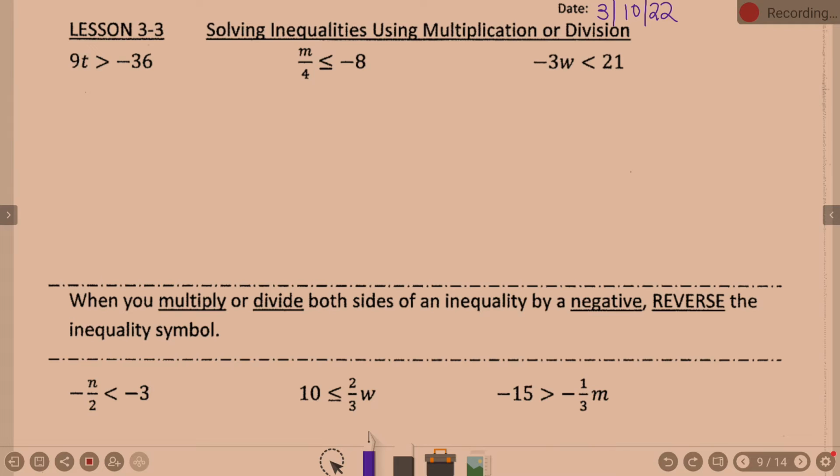Lesson 3.3 is solving inequalities using multiplication and division. As we look at this, that first one is 9t is, what's that sign? Greater than. So one of the things I did yesterday on the notes, and I'm reviewing for people who weren't here, is I wrote down which sign is which. The sign that points left is a less than sign.